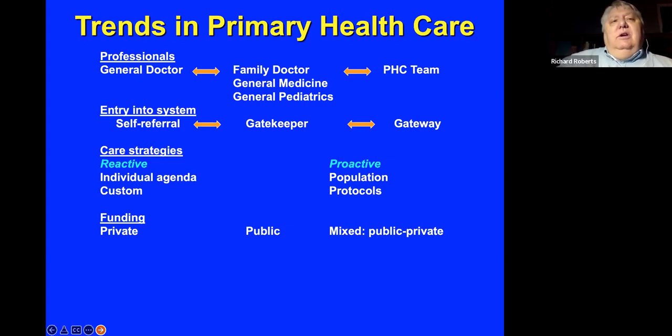And our care strategies have shifted from the individual's agenda and what we normally do for a problem to what one might call a proactive approach, where we're thinking about populations using guidelines or protocols. And the funding has gone in many countries from private, you just paid out of your own pocket, to public, now increasingly to a mix. So it's interesting to me that many systems sort of tend to drift toward the middle. Some may start as purely government funded and driven. Others may start much more private, but they often tend to come to the middle for reasons that I don't understand completely, but that's how it is.